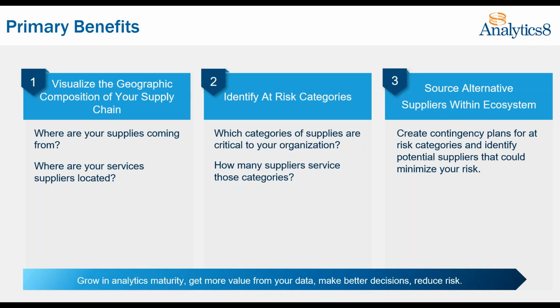Oftentimes, a given category may be sourced through multiple suppliers for different regions, for different factories or plants or your locations. By knowing who the suppliers are for some of those other areas, it's really going to help you have that ability to pivot when you need to, if a certain supplier or a certain region is compromised due to any force majeure event.